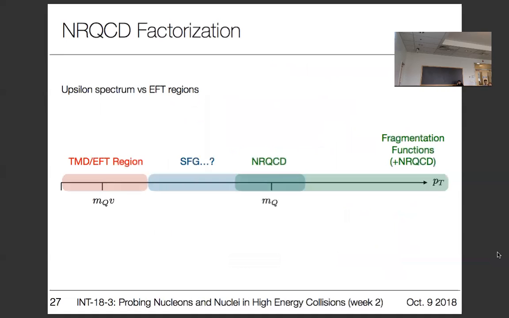But if you want to try to study Quarkonium at low PT, then you run into trouble. Why do you run into trouble? Because NRQCD is valid for transverse momentum approximately MQ and above. If you go way higher than MQ, then you might be able to use some fragmentation function approaches. If you go a little bit below, then maybe SFG, so gluon factorization might help you, but it's still under debate. But if you really go parametrically below, then NRQCD factorization breaks.